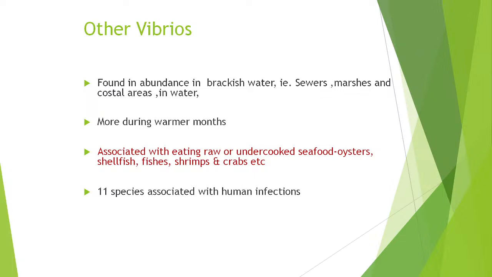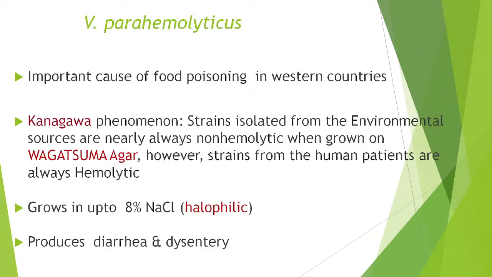So these are found more in abundance in brackish water, dirty water, sewers, marshes, coastal areas. So these are also associated with eating raw or undercooked seafood, particularly oysters, shellfish. In India oysters are not eaten that much. Okay, oysters, shellfish, fishes, shrimps, crabs. So they are associated, particularly if you are fond of them, because oysters are actually eaten raw. So these infections are mostly associated with consumption of seafood.